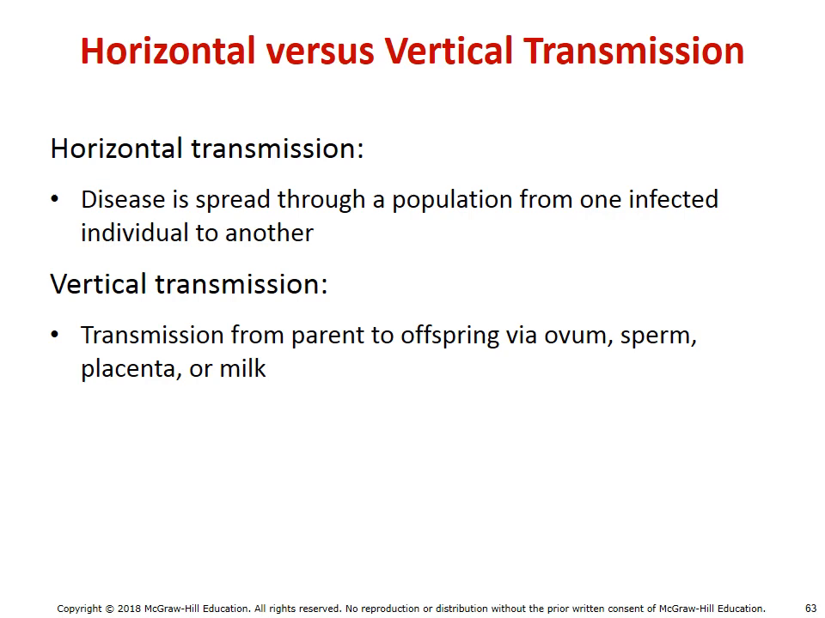Whenever we talk about how disease can be transmitted, we can have horizontal transmission, which is again spread from one person to another, or vertical, which would be passed from parent to offspring. The idea is, again, horizontal is from individual to individual, vertical is from parent to offspring.